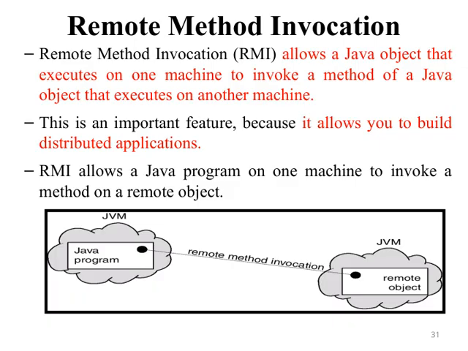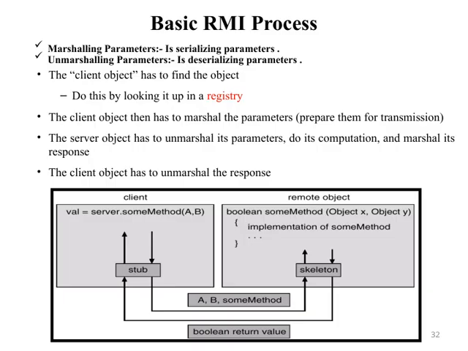Essentially, RMI allows a Java program on one machine to invoke methods on remote objects as if they were local. This transparency makes it much easier to develop scalable and flexible applications that span multiple computers. So, in the context of our overall theme, RMI is a key tool that helps us achieve distributed computing in Java, making our applications more versatile and interconnected. All right, let's dive into the basic RMI process.